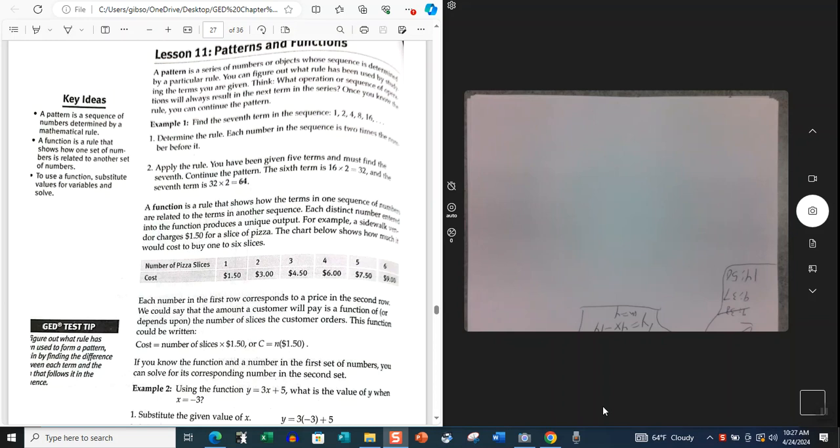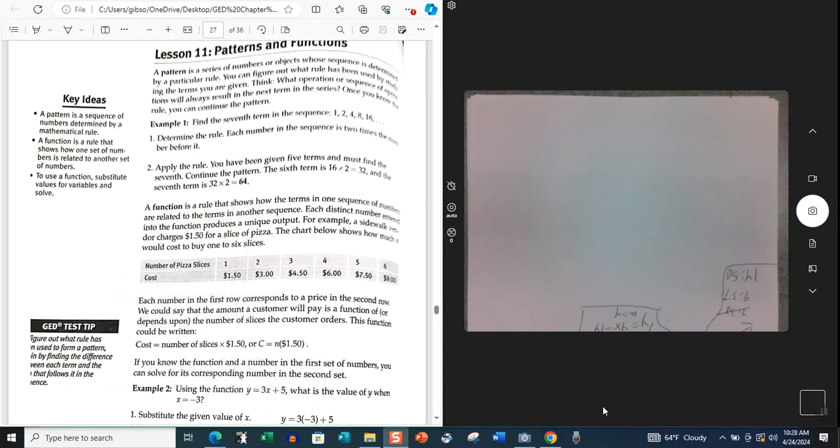Example 1. It says find the seventh term in the sequence 1, 2, 4, 8, 16. Okay, so you have the first 5 terms of the sequence. So then we would need 6 and then 7. So number 1, it says determine the rule.